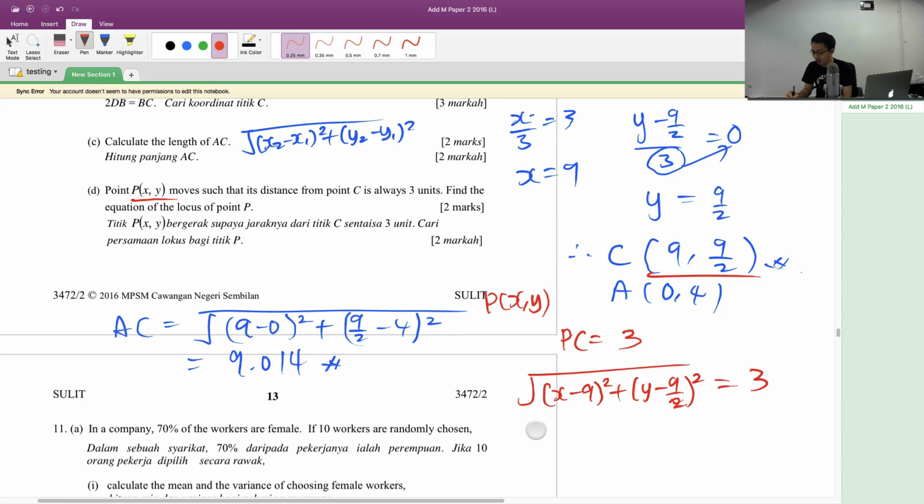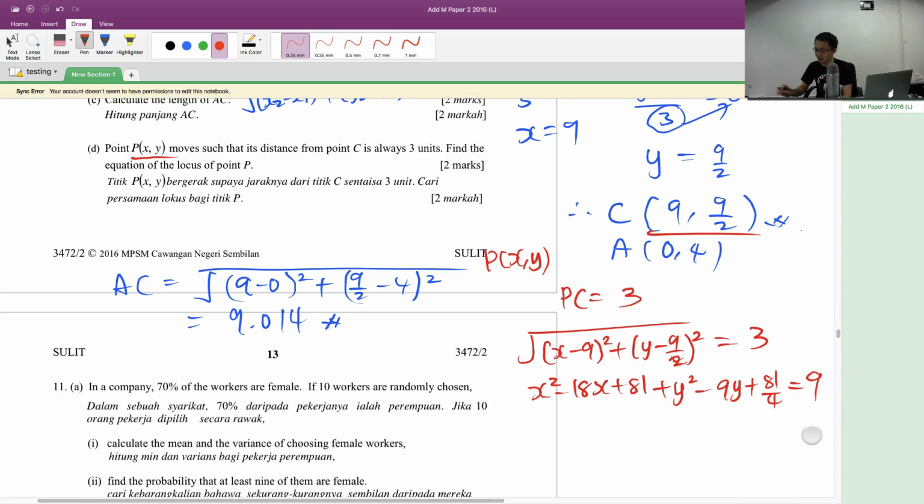So definitely I will expand this one. This is x squared minus 18x plus 81 plus y squared minus 9y plus 81 over 4 equals to, the square root moves to the other side and becomes square, so you get 9. Alright, so you just solve this one, make it equal to 0, then you get the final answer. X squared plus y squared minus 18x minus 9y, and then all the numbers I join together.